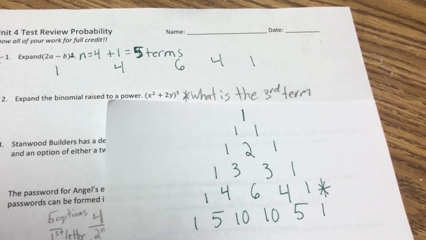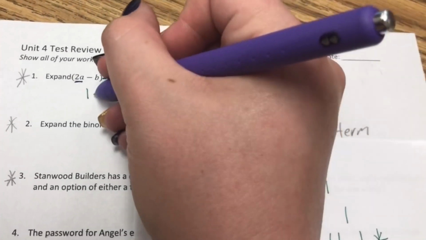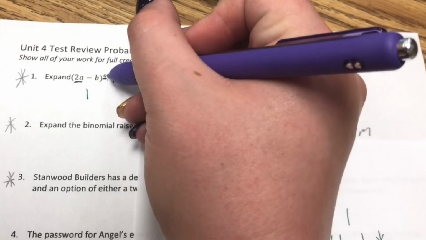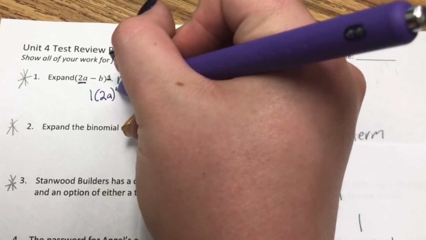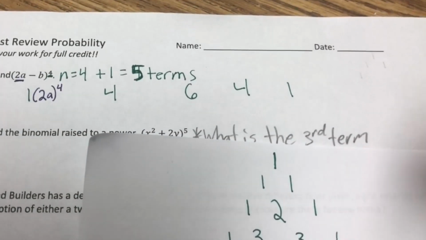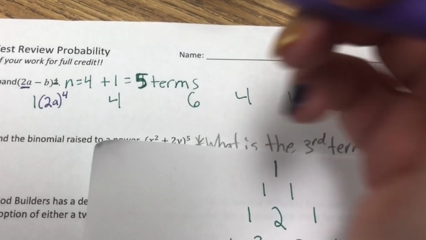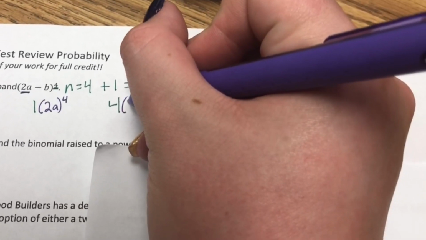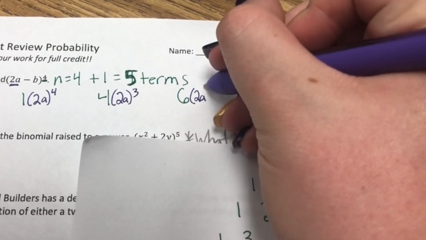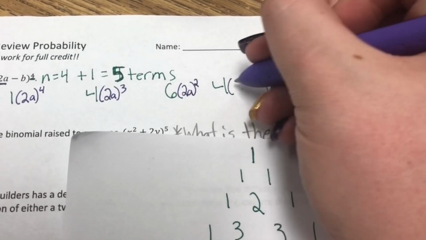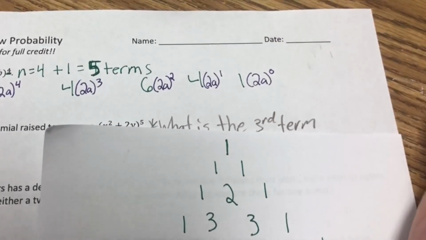So then you're going to take the first part of your parentheses, which was 2a, starting on your first term, and raising it to the nth term, which was 4. So you have 2a raised to the 4th power. As you go to the right, you are subtracting 1 each time from the nth power. So the second term is going to be 2a to the 3rd, 2a to the 2nd, 2a to the 1st, and 2a to the 0 power.